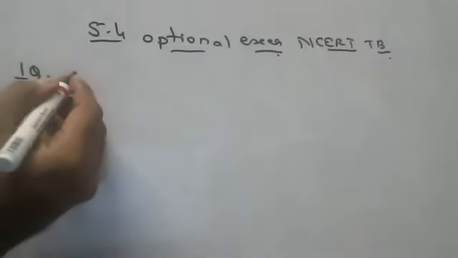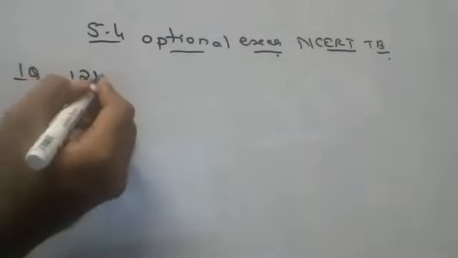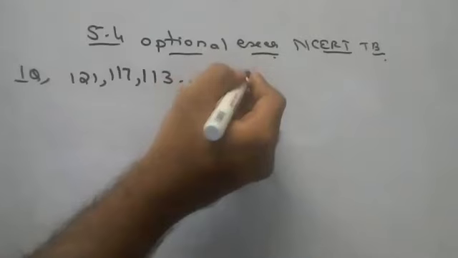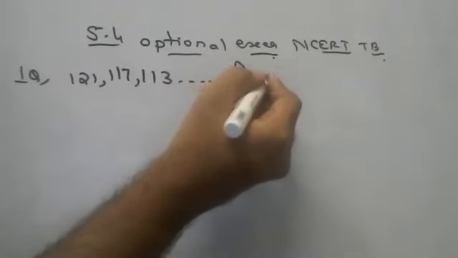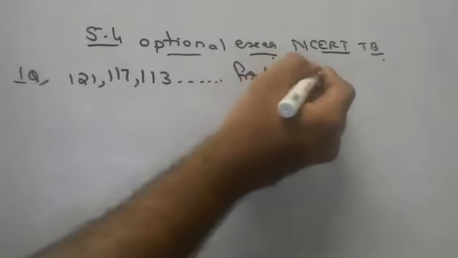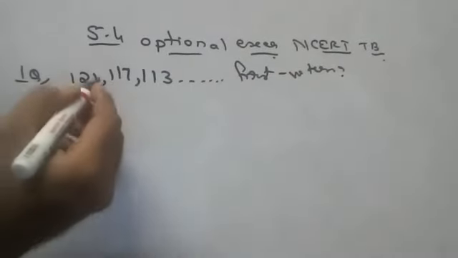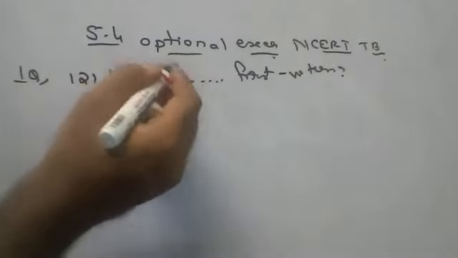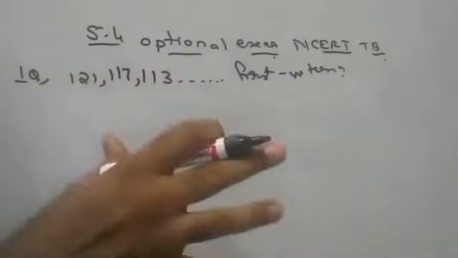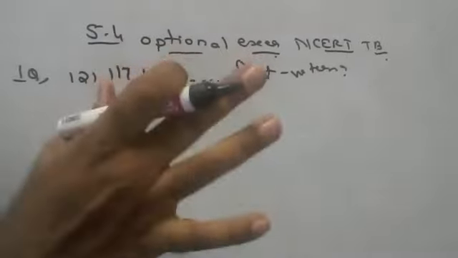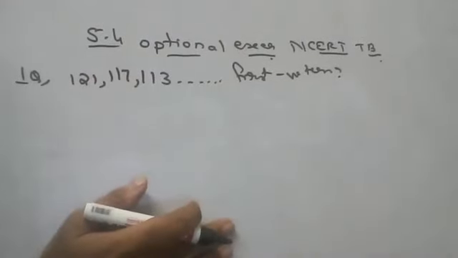First question. There is a sequence 121, 117, 113, and so on. Which is the first negative term? Very important question, children. To find out in this sequence, 0 may come or may not come. We don't know. But a negative term will come, and it goes on up to infinity.